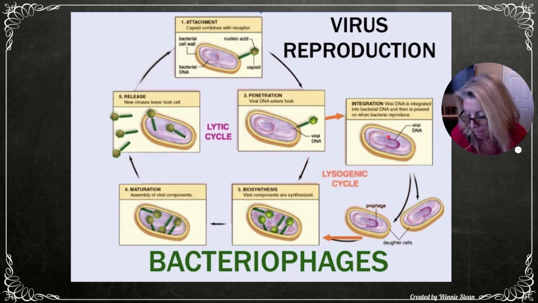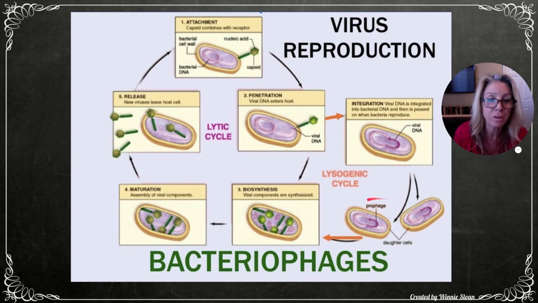So on your notes, following penetration, the integration step where viral DNA is incorporated into bacterial DNA, the virus is latent, and it is called a prophage. Think like professional virus. It's a prophage. And it is replicated along with the host DNA. And then environmental factors can trigger it to be released. For instance, if you get cold sores on your lip, that's a prophage. It's laying latent in your lips right now.